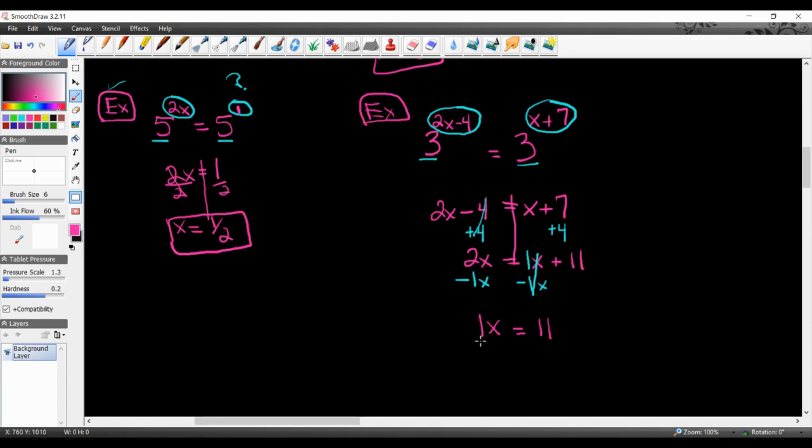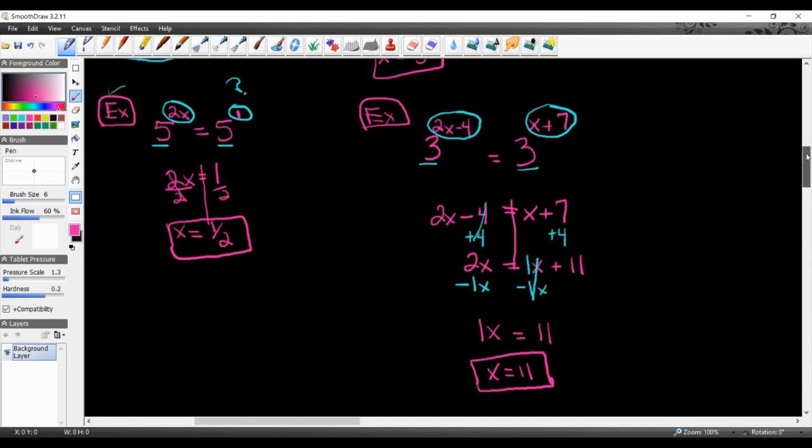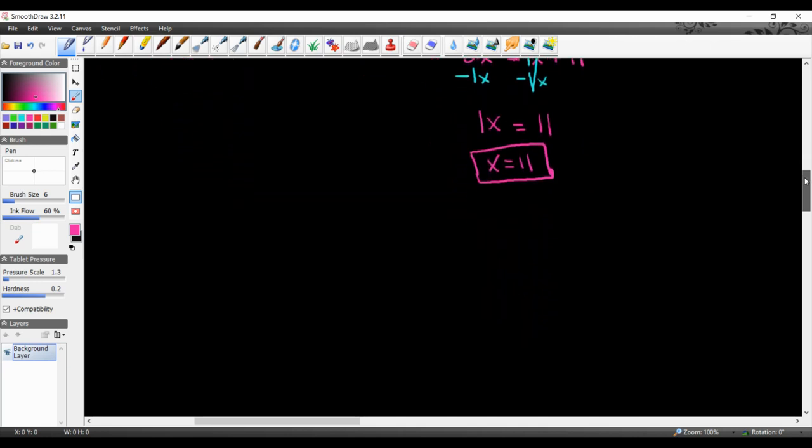And at this point, I mean, we could divide by 1, but you should know that anything divided by 1 is the same thing. So x is just equal to 11. Okay, so it's just a matter of solving for x at this point. We could make it more difficult, of course. I could have made this a big number like 20x, but it's the same process. Okay, so let's go ahead and move on to another type of problem now.